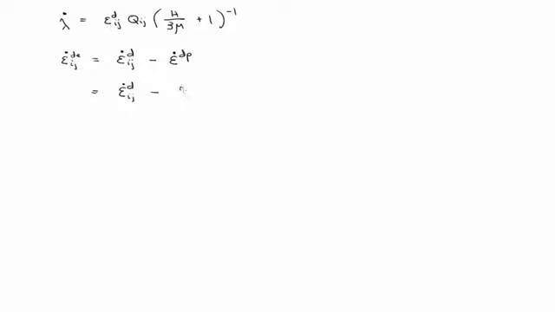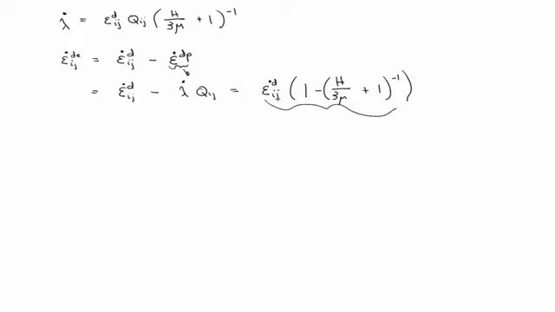So we have a flow rule that's like lambda dot qij, right? And that's equal to that. We have an expression for lambda dot, so if we plug that in, right, then we have total strain rate times 1 minus h over 3 mu plus 1. You could simplify this. I didn't. Right? So now we have an expression for the elastic strain rate.